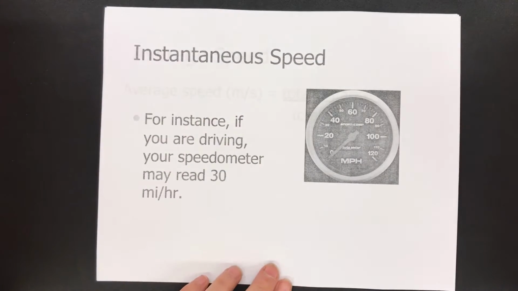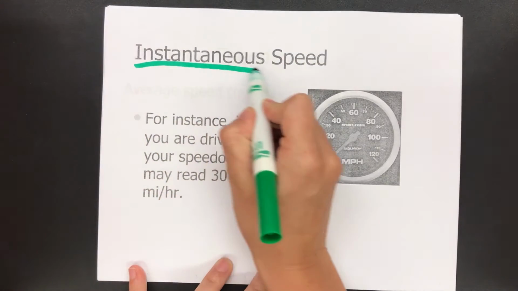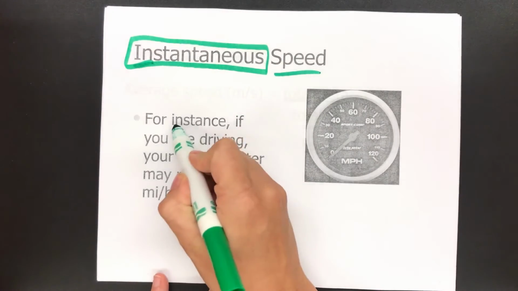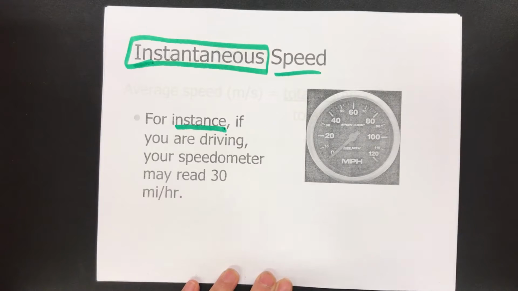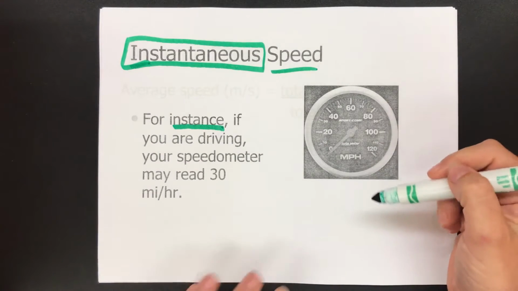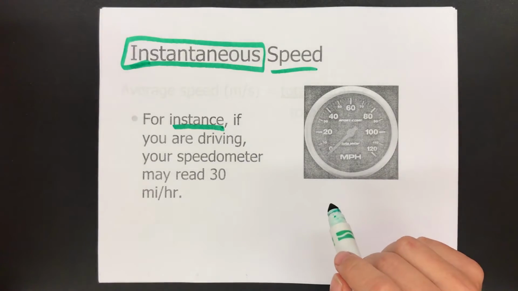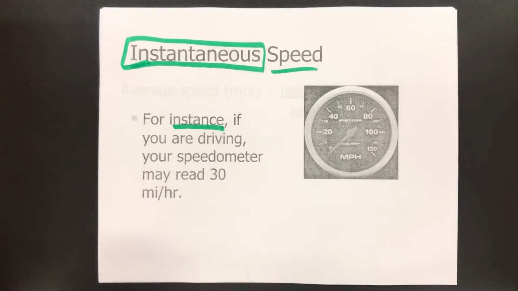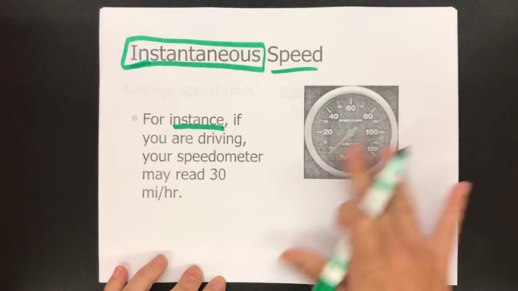Then instantaneous speed. This means you know for that exact moment how fast you are going. So you have to have some sort of speedometer or something, a radar of some kind, telling you what your speed is at that exact moment. So you have to have some kind of measuring device to go with it.